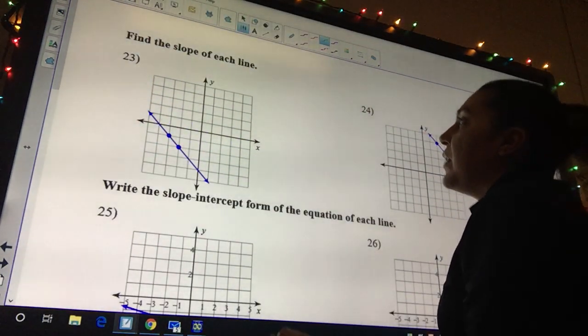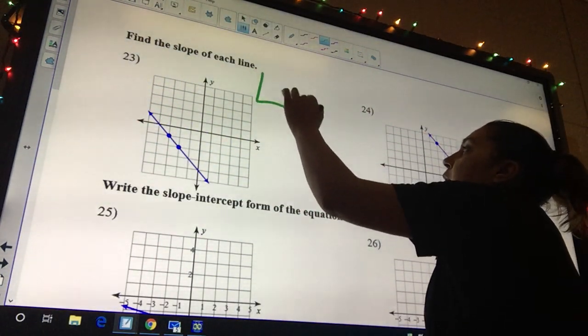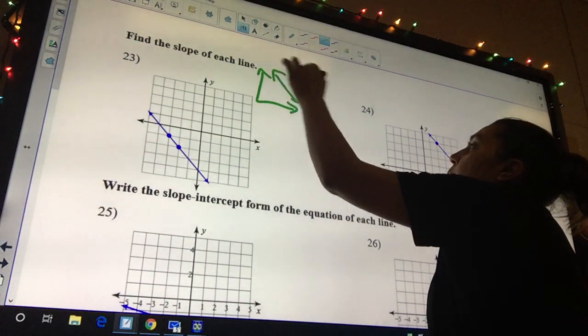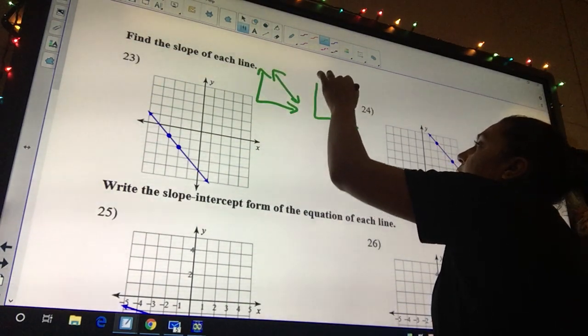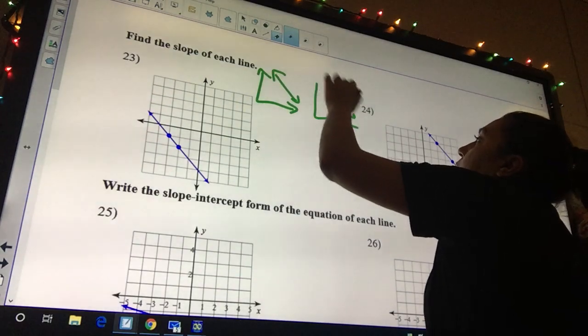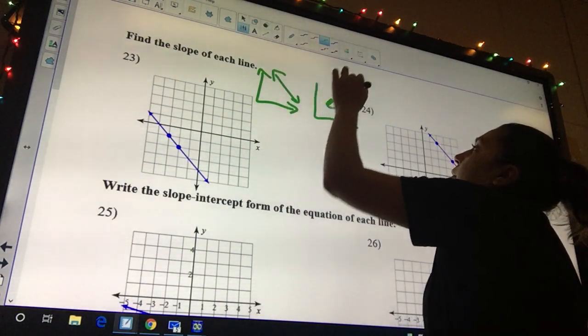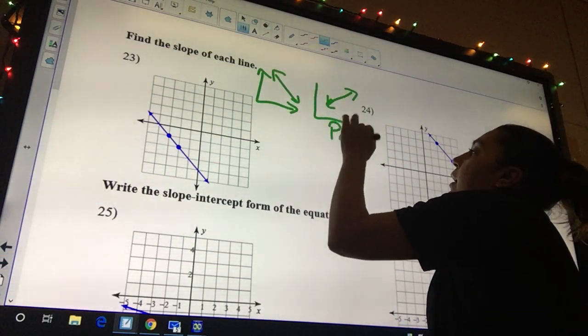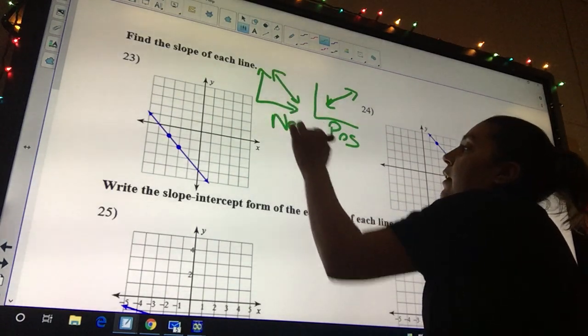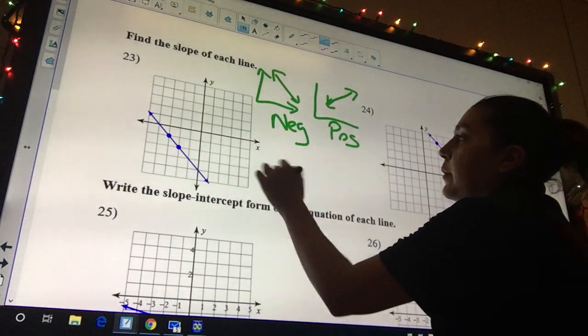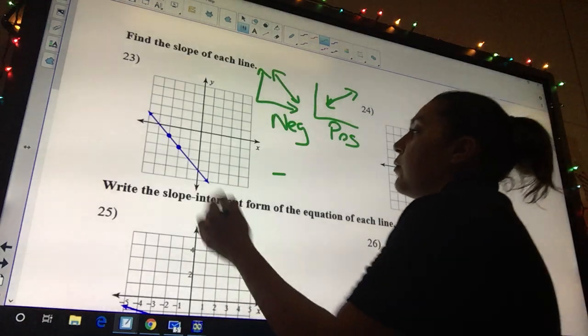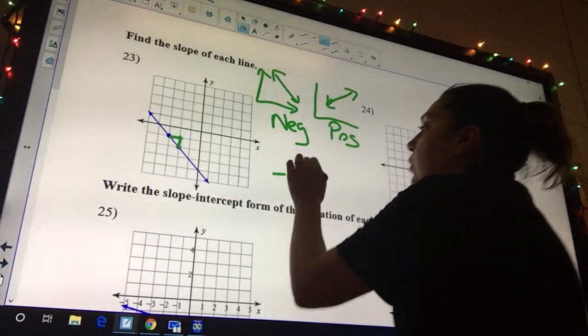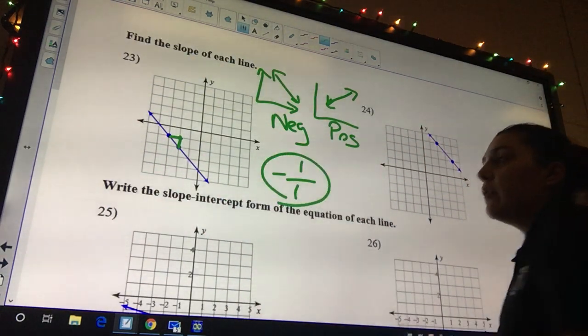Okay, this one says find the slope of each line. So same thing, we need to look and say, well, is this slope positive or is the line negative? Okay. So this one is going to be positive, this is negative. And so we know that our line is going to be negative. And then we just do the rise over run. So we rise 1 and go over 1. So our slope is just negative 1 over 1.